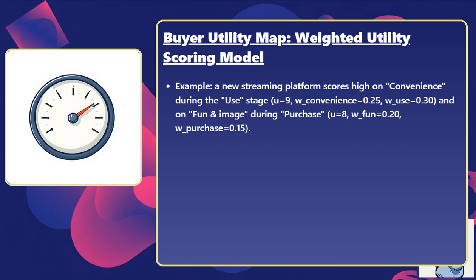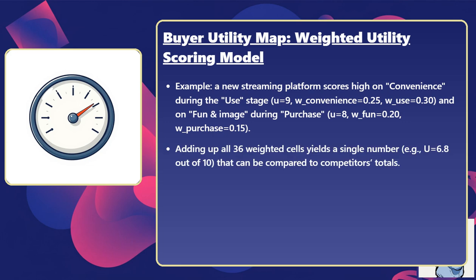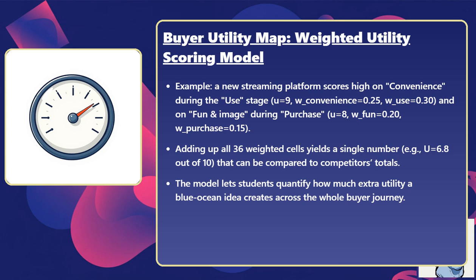Example, a new streaming platform scores high on convenience during the use stage: U equals 9, W_convenience equals 0.25, W_use equals 0.30, and on fun and image during purchase: U equals 8, W_fun equals 0.20, W_purchase equals 0.15. Adding up all 36 weighted cells yields a single number. For example, U equals 6.8 out of 10. That can be compared to competitors' totals. The model lets students quantify how much extra utility a blue ocean idea creates across the whole buyer journey.